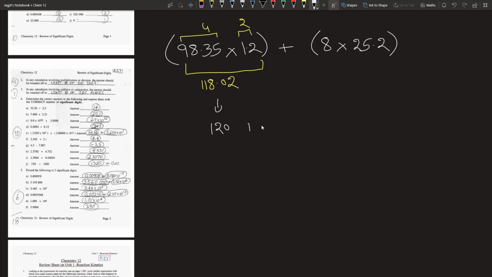Plus, now we do the multiplication for these. So let's do 8 times 25.2. That gives you 201.6. This one had only 1 sig fig, this one had 3 sig figs, which means your answer should only have 1 sig fig, right? So how would you write 201.6 as 1 sig fig? You will just write this as 200.